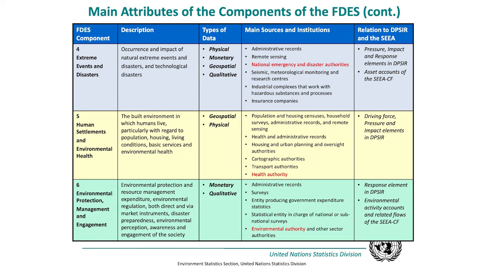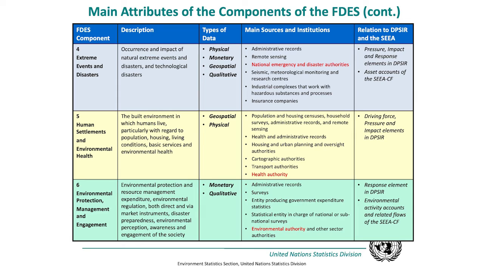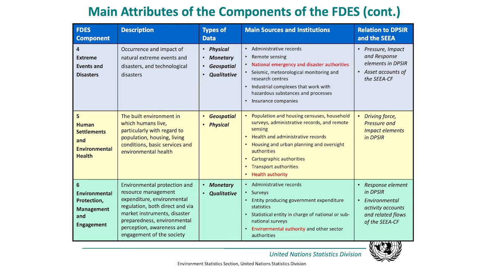Component 4 is on disasters and covers both natural and technological ones. Component 5 is about human settlements and environmental health. It includes statistics on urban and rural settlements, also areas of risks and hazards, infrastructure, diseases, and diseases related to environmental factors. Component 6 addresses environmental management and policy issues, that is, expenditures on environmental activities, bilateral environmental agreements, awareness and education on environmental matters, among other issues.